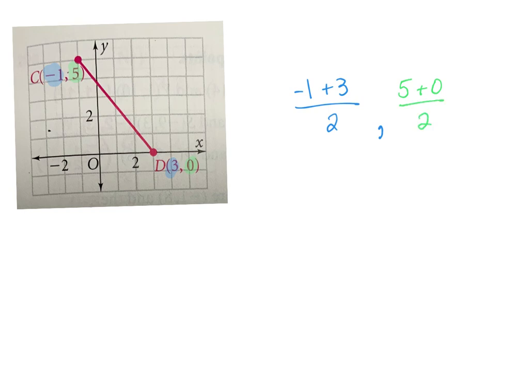Negative 1 plus 3 is going to give me 2 over 2. 5 plus 0, 5 over 2. If it can simplify, you definitely want to simplify. So I would simplify that to 1. You can leave it as 5 halves, or you may write it as a mixed number. I will take either one of those as long as your fractions are reduced as much as they can be.